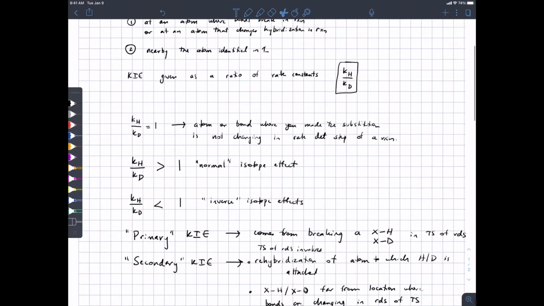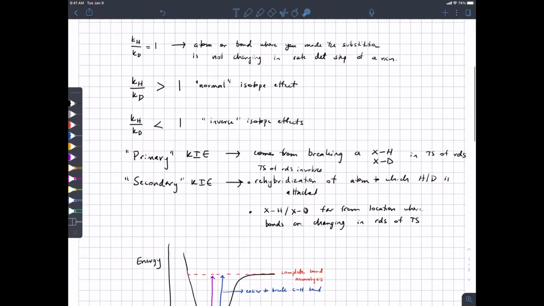And as we do so, we'll talk about what a primary kinetic isotope effect is versus a secondary one, what normal is versus inverse. But for right now, have this idea that if the atom or bond where you made a substitution of hydrogen versus deuterium is not involved in the transition state of the rate determining step, or is not in some form of change during that transition state, then you expect there to not really be much of an isotope effect at all.